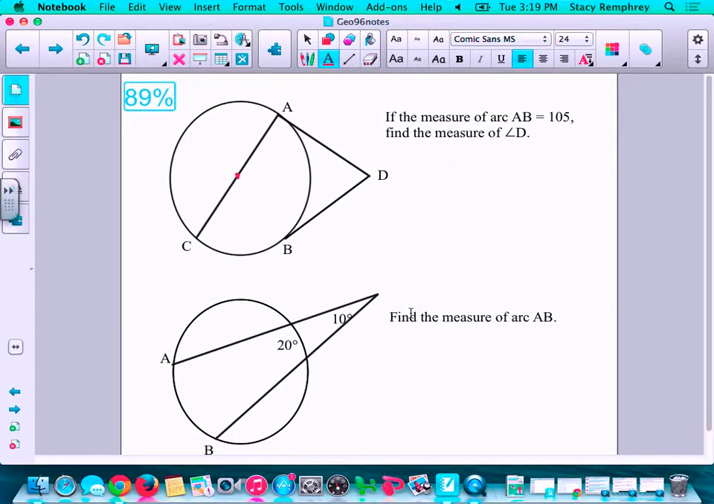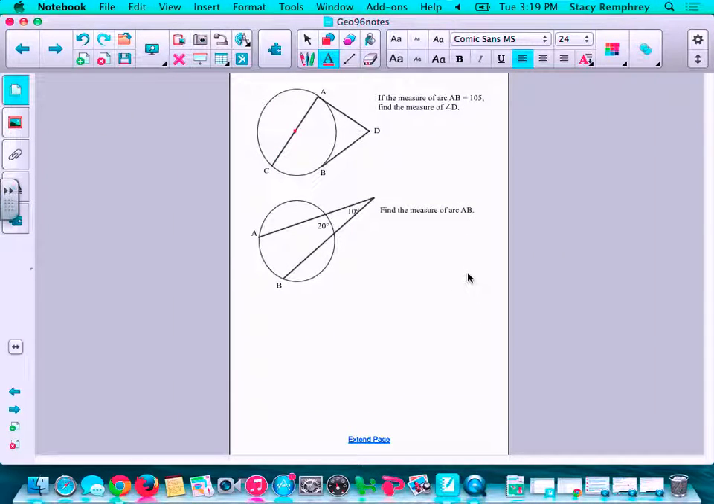Okay, then we have two more examples. Good gravy. So I would like you to try these.